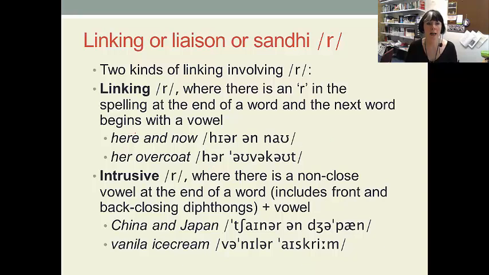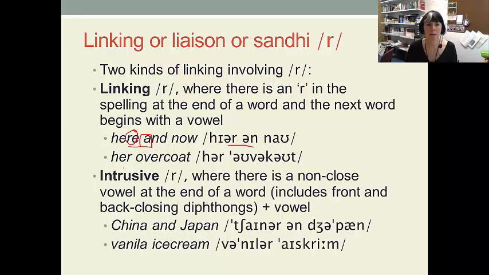So in "here and now", I've got an R at the end of the spelling, and if I say the word "here" on its own in this particular accent, I don't say the R. If I was American, I would say it because there's an R in the spelling. However, if the word is followed by a word beginning with a vowel, which is what we've got here, then I'm likely to say the R sound in "here and now", and it's a kind of linking thing.